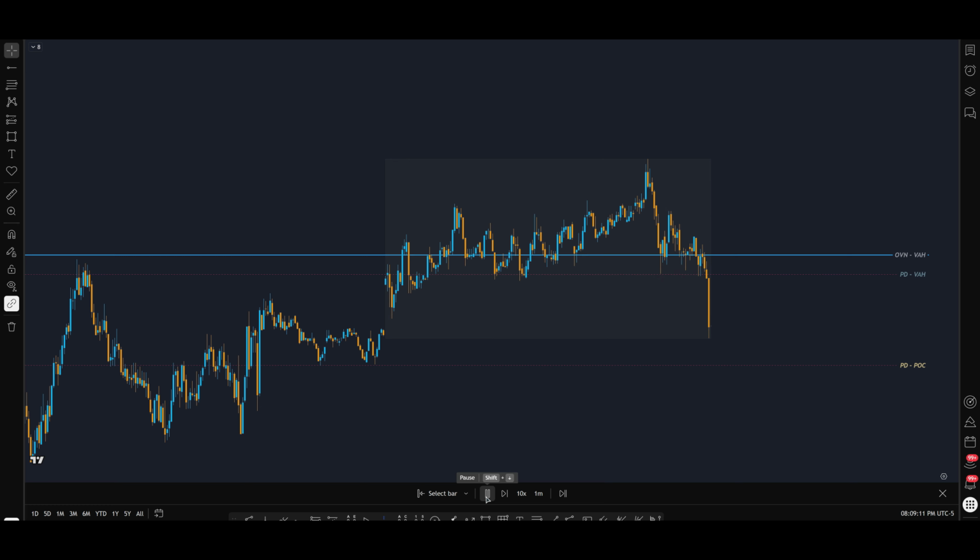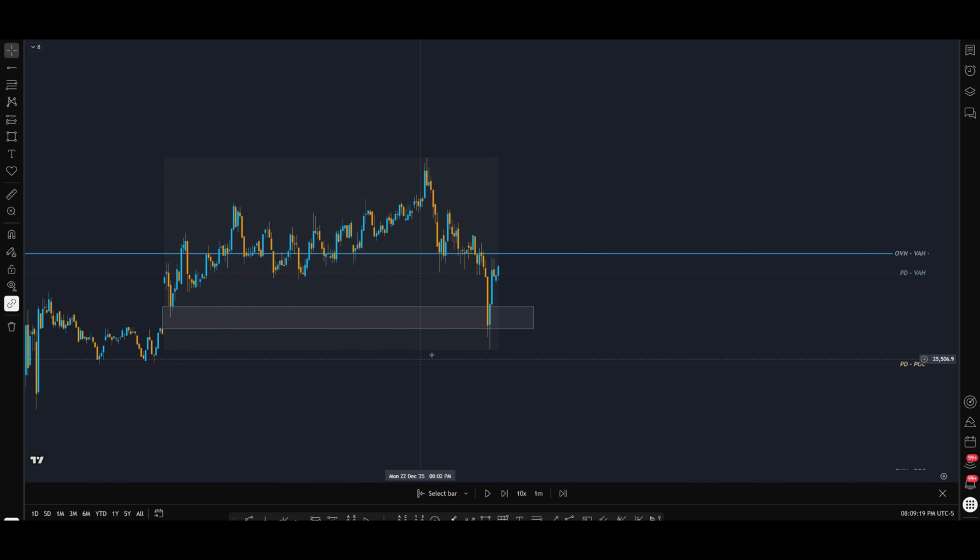And real quick, you'll see price tap into this gap right here, right? And what did it do? It rejected strongly. As you can see, we also have this fair value gap here that got inverted.